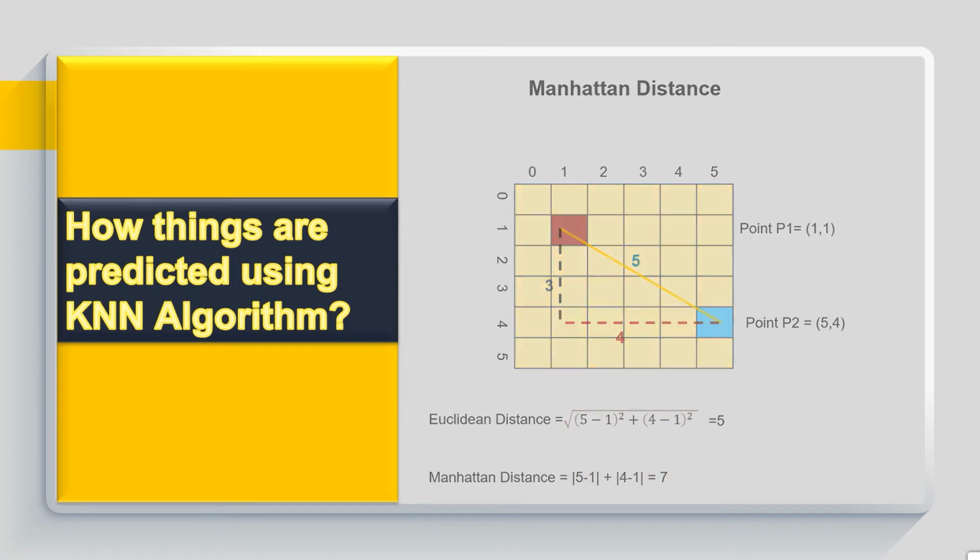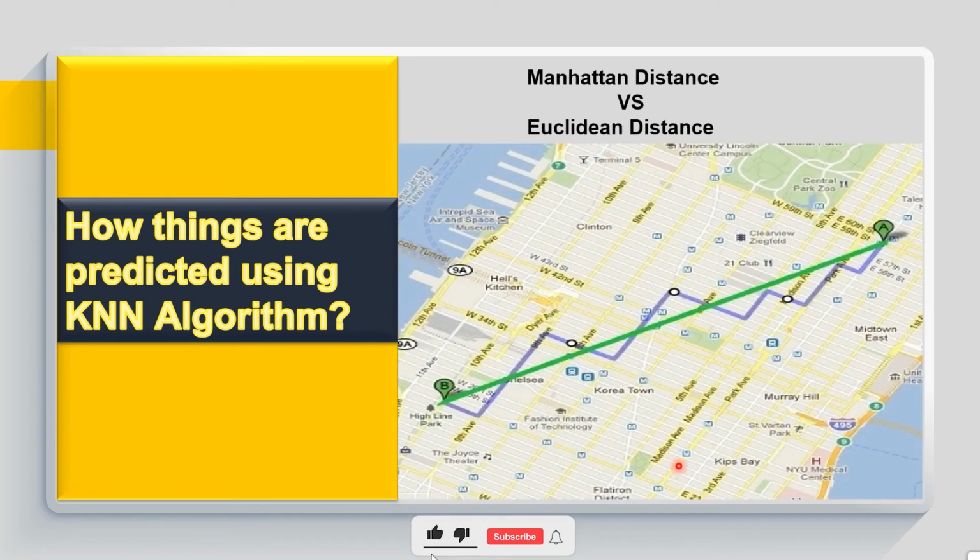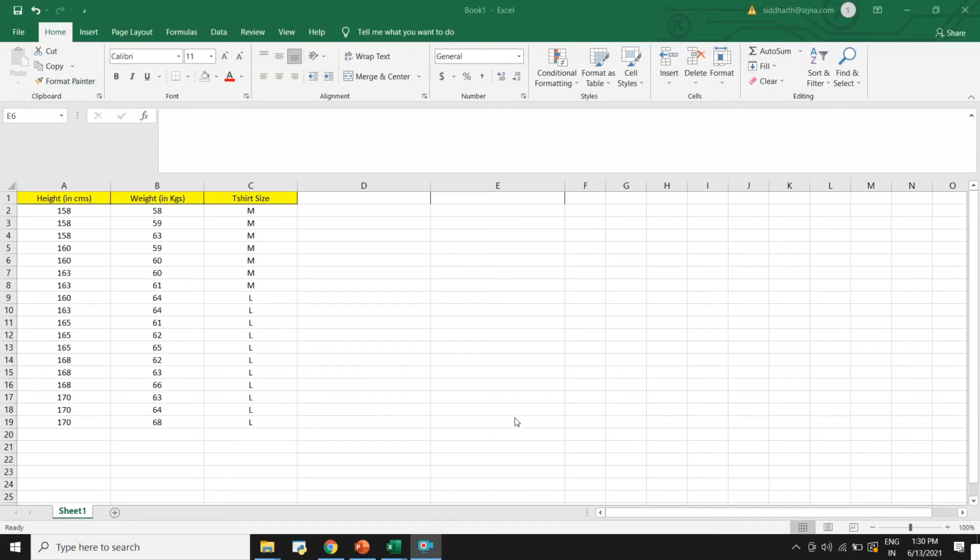So this slide shows the difference between Euclidean and Manhattan distance from point A to point B. The Euclidean distance is nothing but the direct or the least possible distance between A and B, whereas the Manhattan distance is the distance between A and B measured along the axes at right angles. Let's take an example and see how things are predicted using the KNN algorithm, or how the KNN algorithm is working.